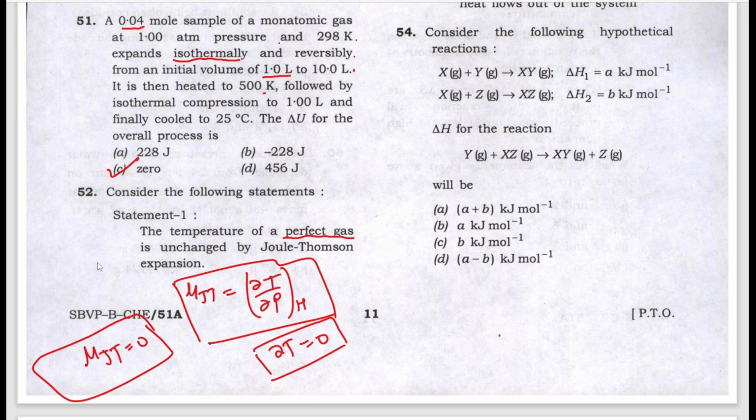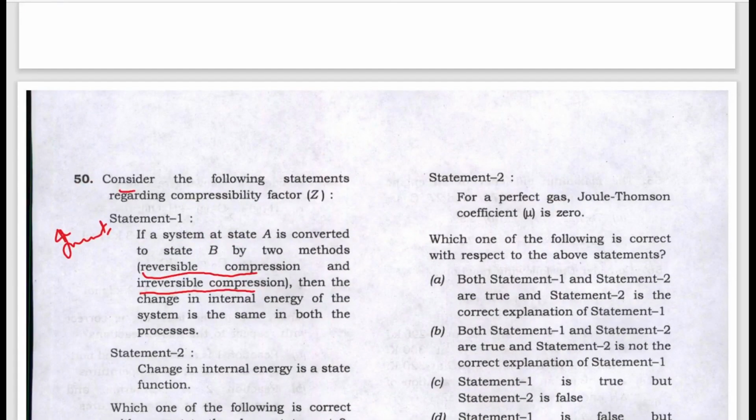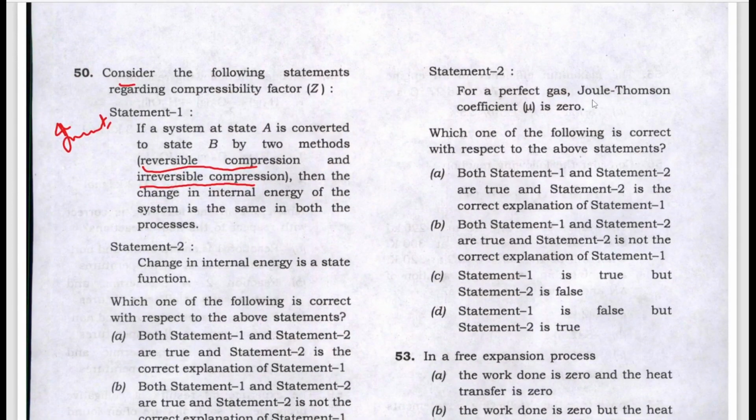So this statement is correct. Now, in the second statement, for a perfect gas, the Joule-Thomson coefficient is zero, as we discussed. Yes, the Joule-Thomson coefficient is zero in the case of perfect gases because there is no absorption nor evolution of heat. So heat is zero in the case of perfect gases. There is no expenditure of energy in overcoming the van der Waals forces during expansion.